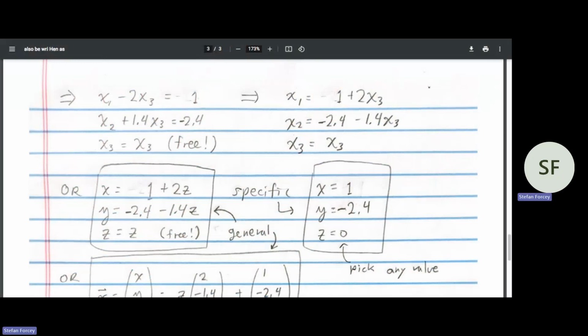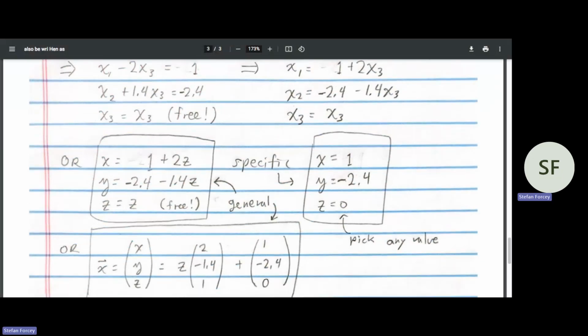Just to show the alternative, if we used x, y, and z, then we could say z was free and write it as 1 plus 2z, negative 2.4 minus 1.4z. Now this will always be given in the problem statement, what variables to use, but I just wanted to go back and forth a little bit so that you can tell it doesn't matter too much. A specific solution means pick a value for z. So if you pick 0 for z, you get that 1 and the negative 2.4 for x and y.